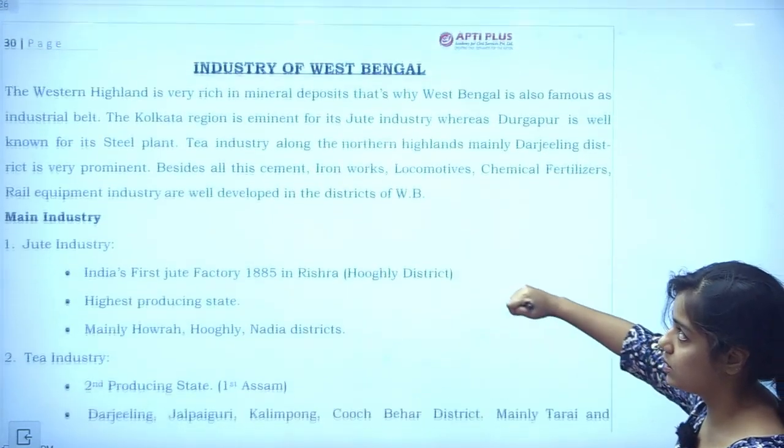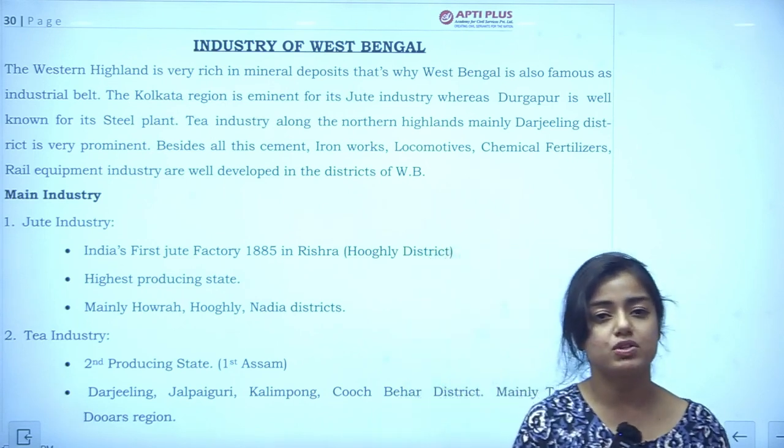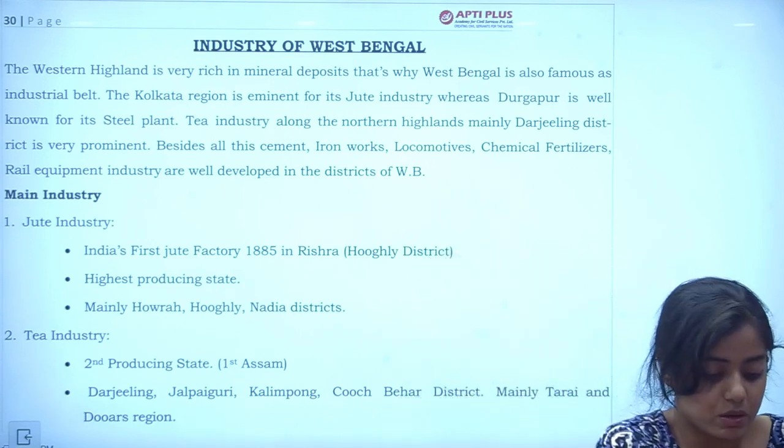Now we enter into the industries of West Bengal. So, industry and the logistical growth of West Bengal.